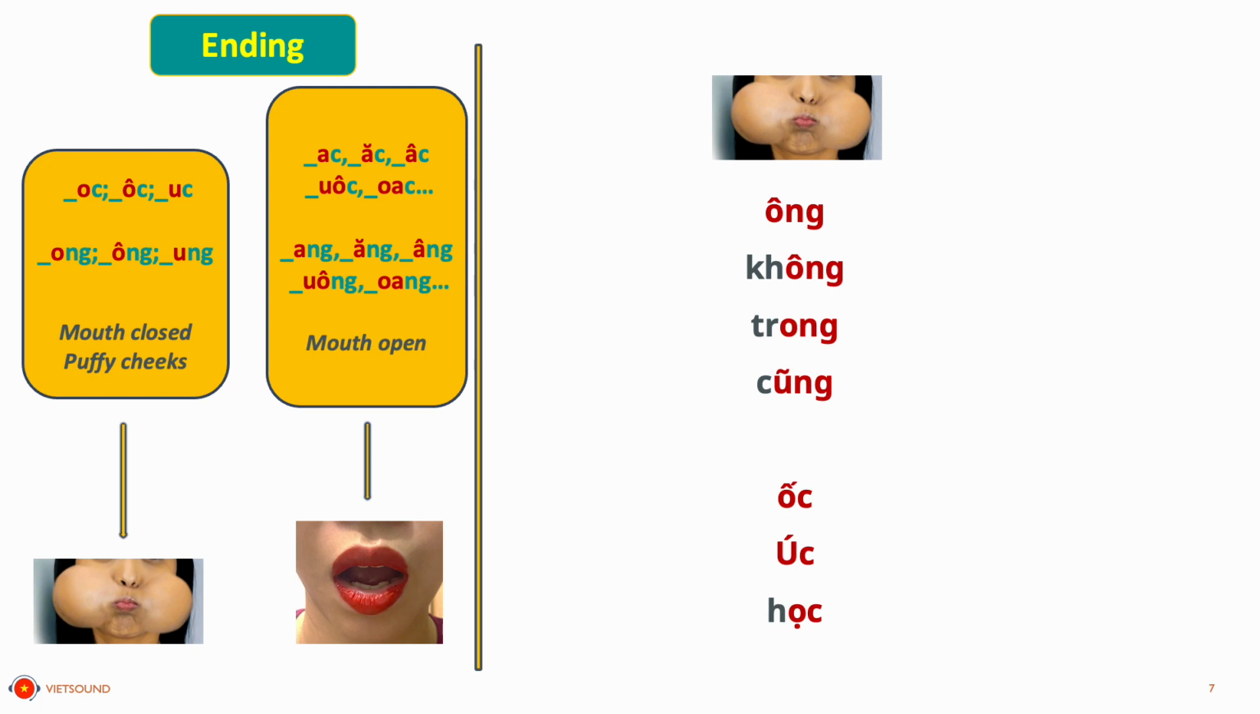Please stop doing like this. It's not correct. You have to close your mouth at the end of the word and make the puffy cheek to say these words like ông, không, trong, cũng, ốc, úc, học. Please remember to close your mouth at the end of the word and make the puffy cheeks.